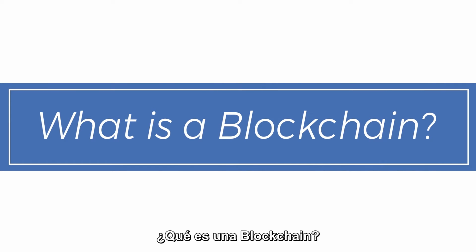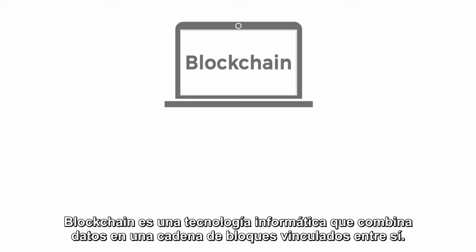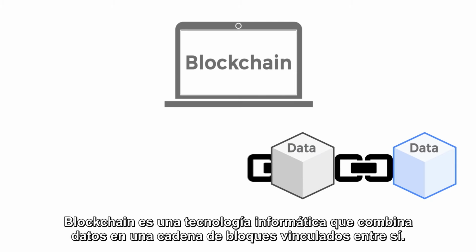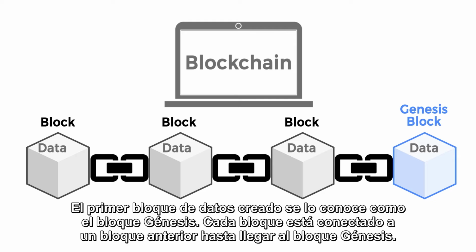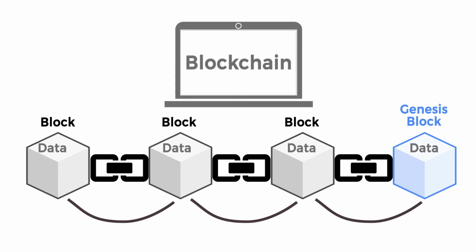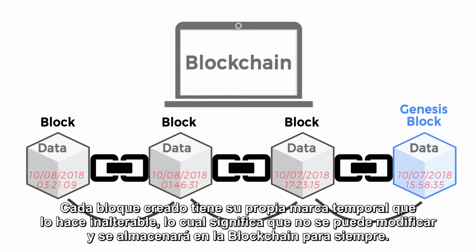What is a blockchain? Blockchain is computer technology combining data in a chain of linked blocks. The first created data block is called the Genesis block. Each block is connected to an earlier block, all the way to the Genesis block. Each created block has its own timestamp, making it immutable, meaning it can't be modified and will be stored on the blockchain forever.